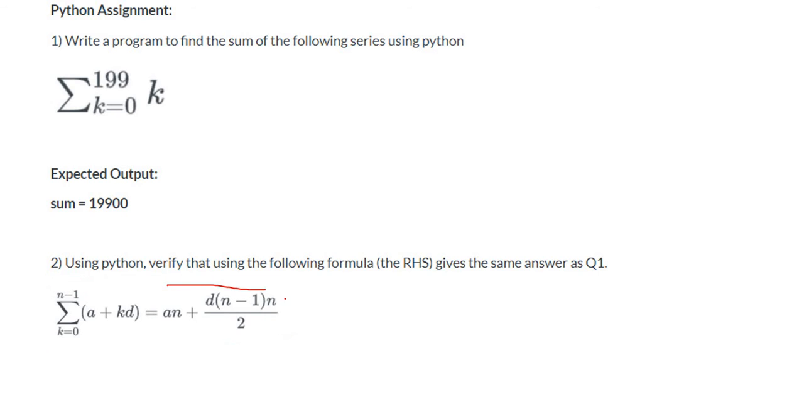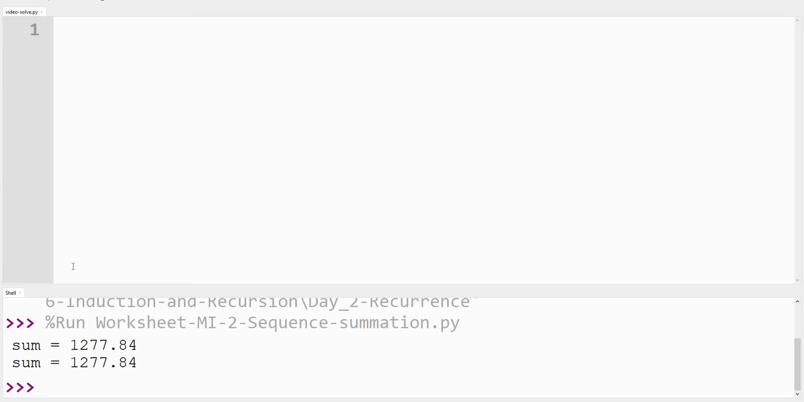So in particular, the right hand side should give you the same answer as explicitly calculating the sum, right? This formula is a quick way to calculate the sum of a series. So let's quickly go through this in Python. You can do it in a number of ways.